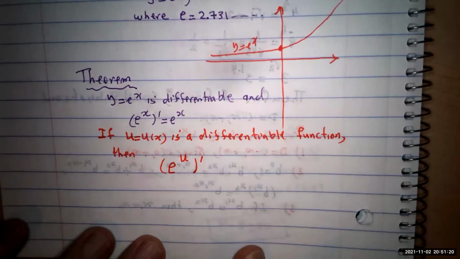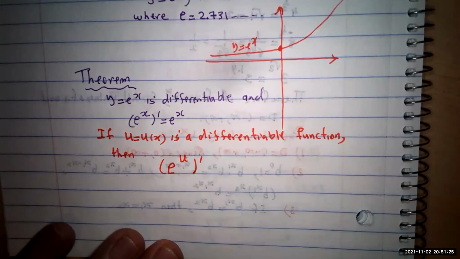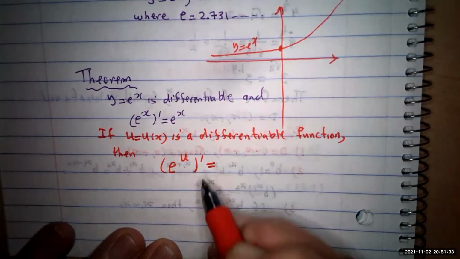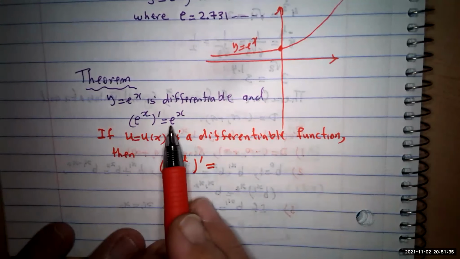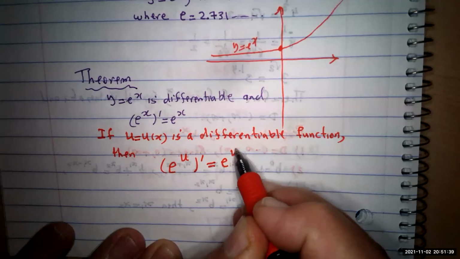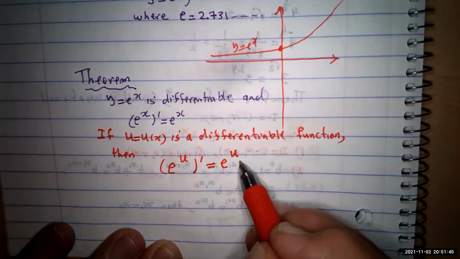You see now it's a composition of two functions: the e function and the u function. Remember the chain rule? The chain rule was like u to the n that we have. It is going to be equal to the derivative of the e function. The derivative of the e function is the e function, just e to the u. But remember the chain rule? You have to multiply by the derivative of the u function, which is u prime.